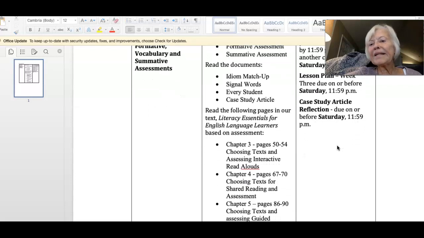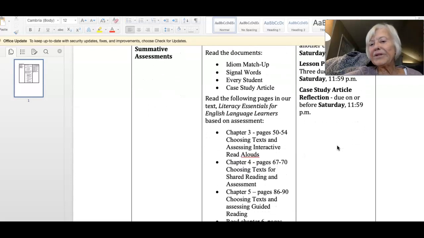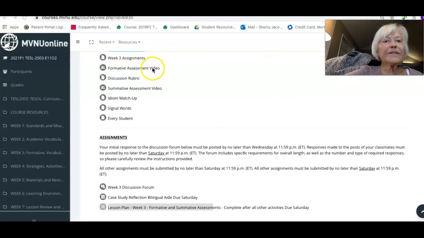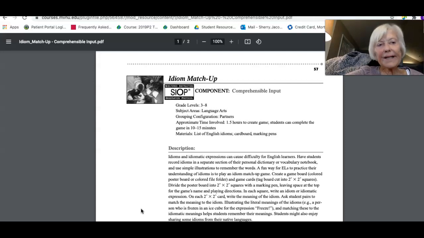You'll have a lesson plan segment that's due on Saturday and a case study article response that is also due on Saturday. So here are the videos, the formative and the summative. Here's the discussion rubric. And these are the pieces that you need to read that will help you with strategies as you continue to go into the next section and weeks of this course.